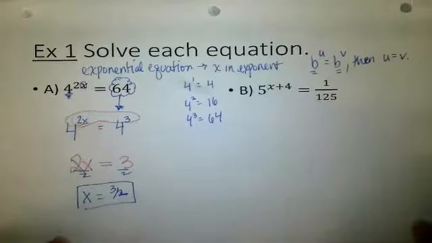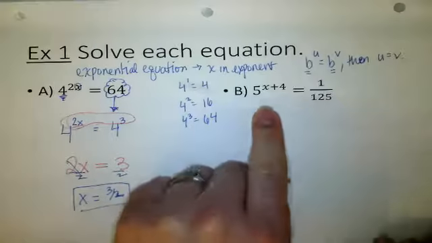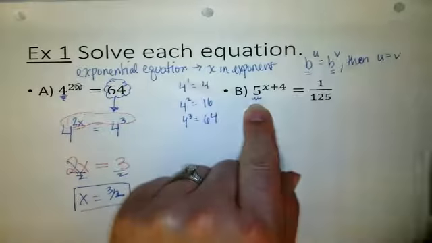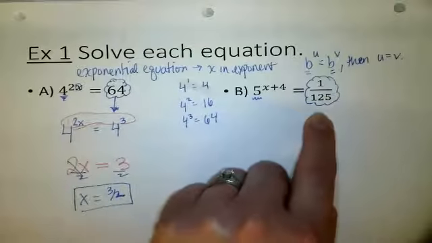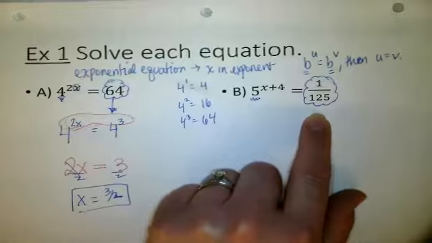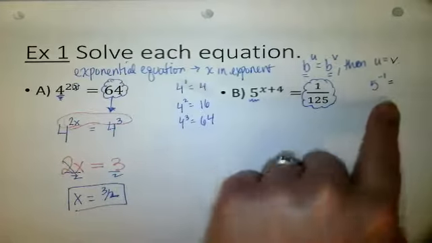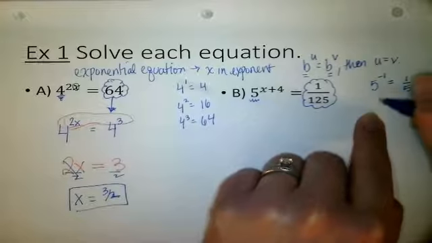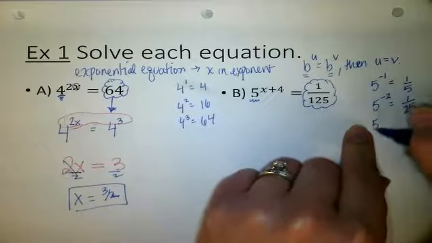All right, let's look at letter B. 5 to the x plus 4 equals 1 over 125. This has a base of 5. So what I'd like to do is rewrite this right-hand side using a base of 5. How do we create a fraction? Negative exponents. Yeah, so let's think. 5 to the negative 1 equals what? 1 over 5. What's 5 to the negative 2? 1 over 25. 1 over 5 squared. What's 5 to the negative 3?